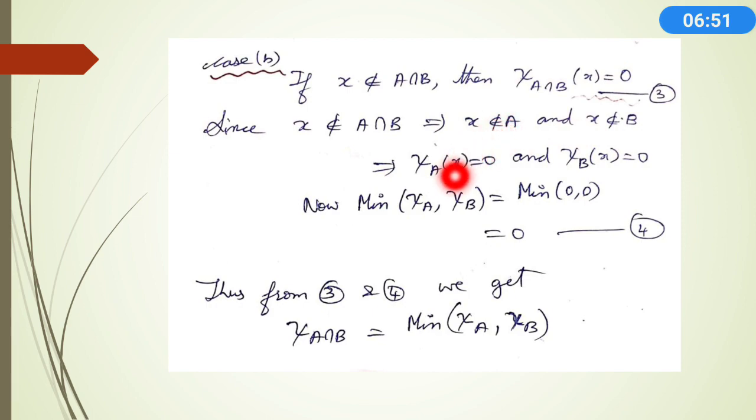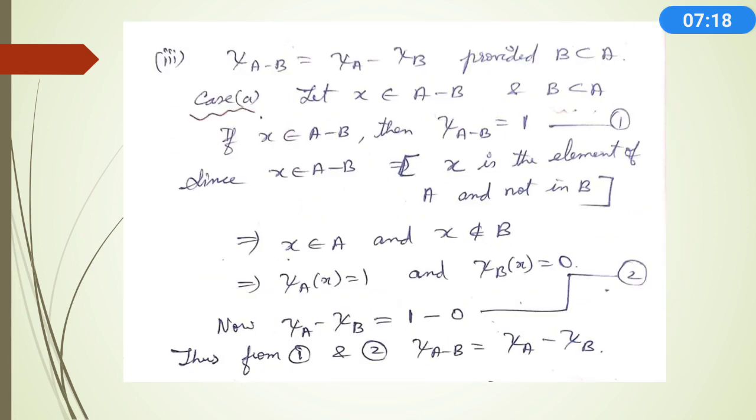Since it doesn't belong to A, my characteristic function value of A will be 0. The characteristic function on the subset B will be again 0. Substitute in the right hand side, minimum of 0 comma 0 will be 0. Now from 3 and 4 we have got the characteristic function of A intersection B is equal to minimum of characteristic function of A comma characteristic function of B.